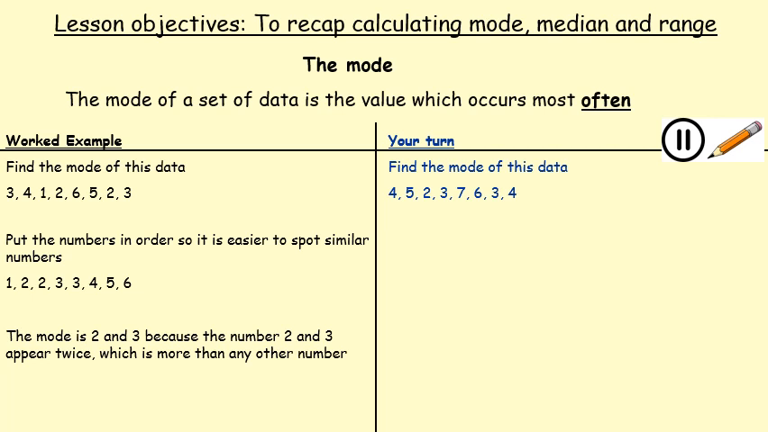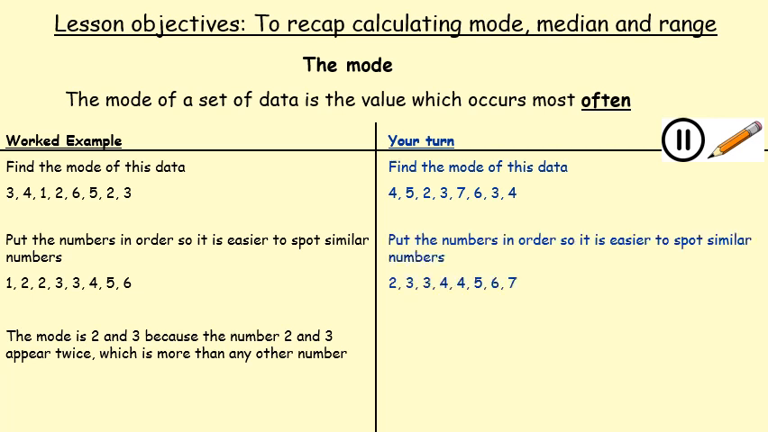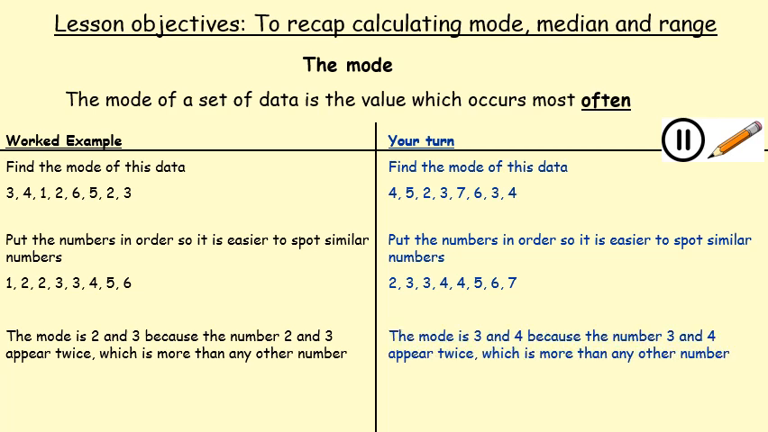Okay, so hopefully you've paused the video, you've had a go at this question. You should have got your numbers in order, and it would have looked like this. And what you'd end up with is two modes, so 3 and 4, because they appear twice, which is more than any other number in our list.